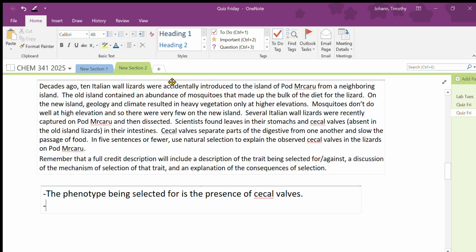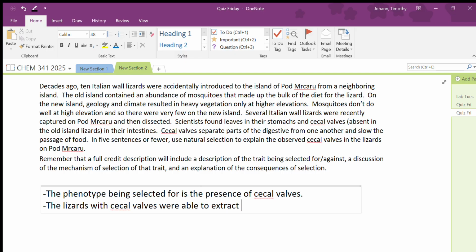These can blend together. So I'm not going to look at these three things and go, oh, you put that part there and that part there, and that's wrong, right? You could even just stick it in one big paragraph and it's fine. I just want to make sure all the pieces are there. Okay. So we said the lizards with cecal valves were able to extract more nutrients from their food, right? Due to the slower digestion.